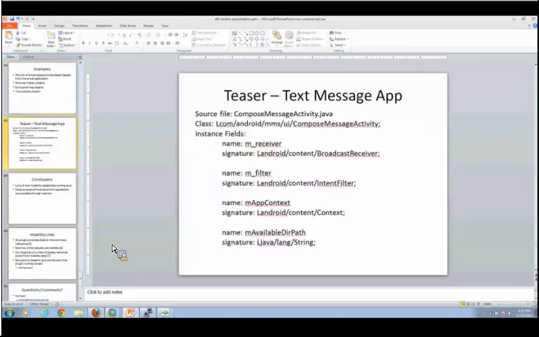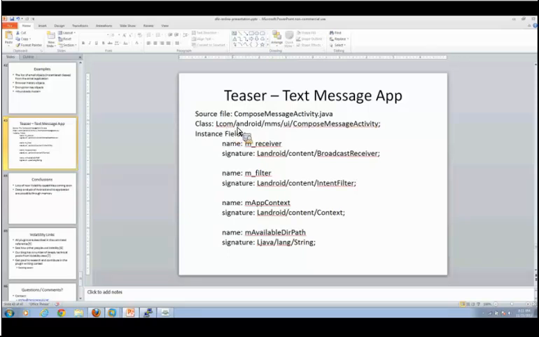Just as a very small teaser, there's going to be a number of plugins associated with this, but something we're recently working on is this idea that you take a Dalvik instance, and I want to know every class that's loaded in there. So this is one view of that: this is the text message application. You have ComposeMessageActivity.java. This is the class.